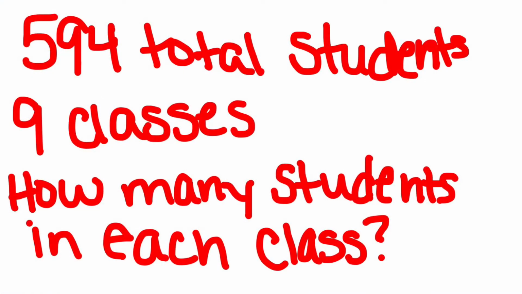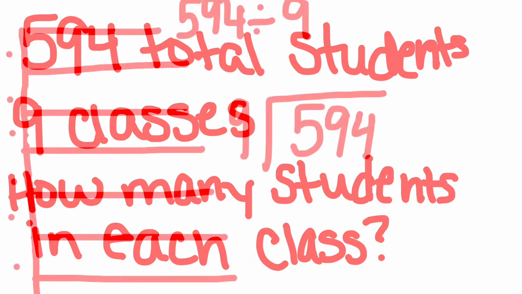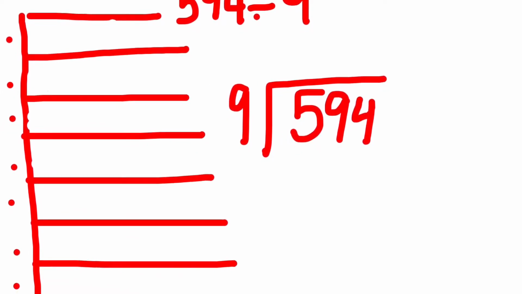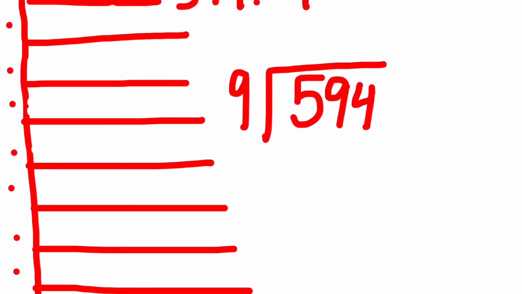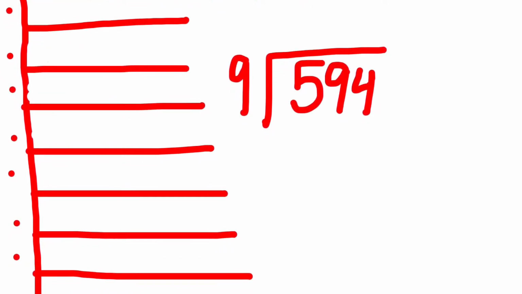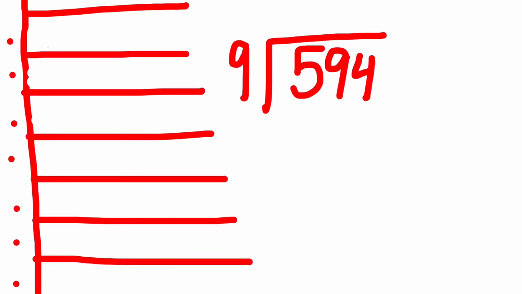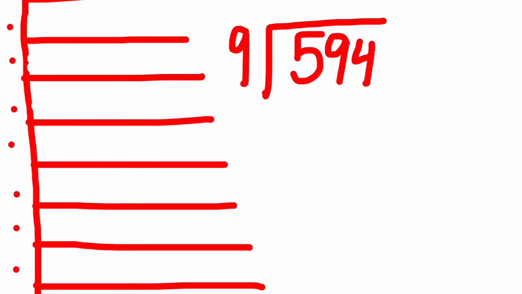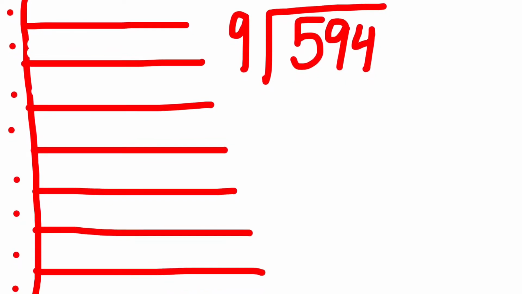As I start this problem, I know that there's 594 total students in Jackie Chan's karate school. I know that he has 9 classes a week, and the problem is asking me how many students are in each class. Now, as I think about the keywords in this problem, the keywords are figuring out how many students are in each class because these students need to be shared equally. That means I'm going to be dividing. Since I'm going to be dividing the number of students by the 9 classes, I start by setting up my 9 groups along the left side. I then also set up my 594 divided by 9 to be able to subtract as I start sharing these students equally among my 9 groups.